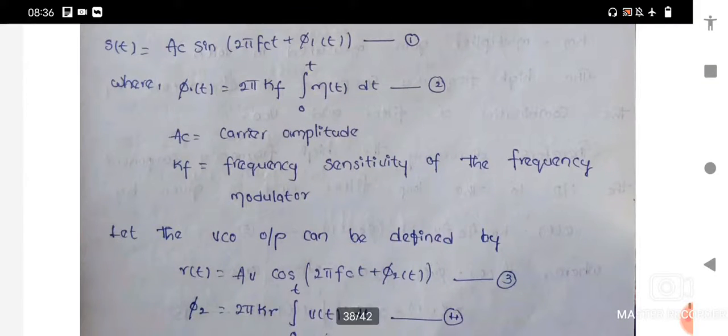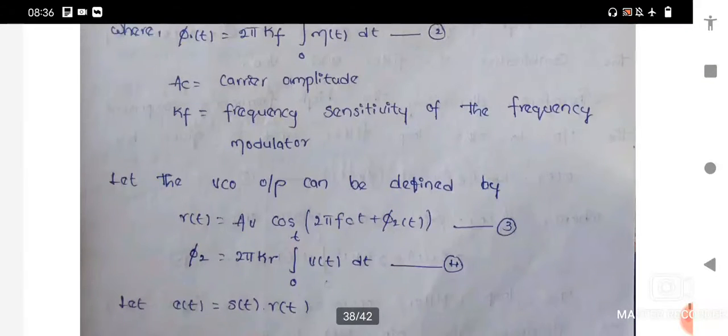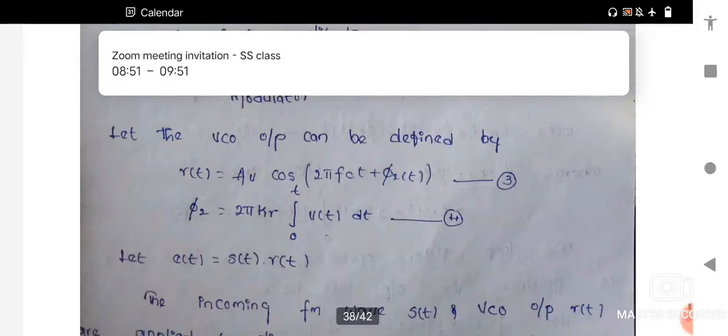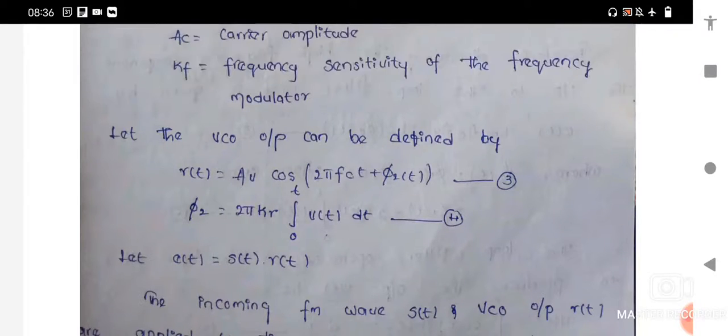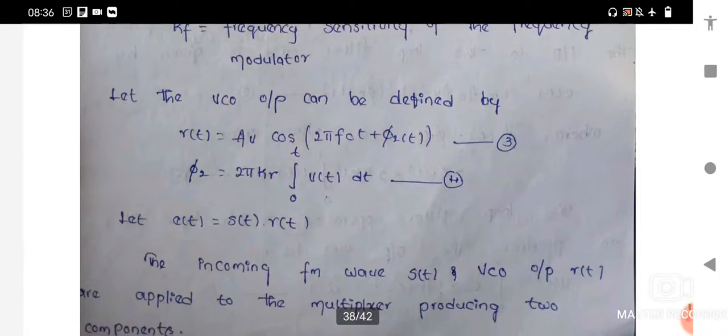Let the VCO output be defined as r(t). So r(t) = Av cos(2πfct + φ2(t)), which is equation 3. Here φ2(t) is 2π kv ∫ from 0 to t of v(t) dt, which is equation 4.